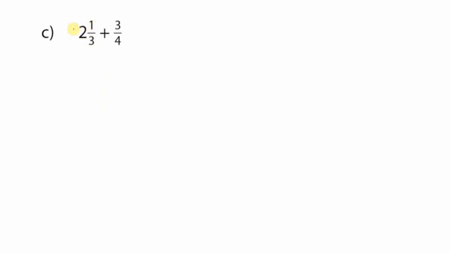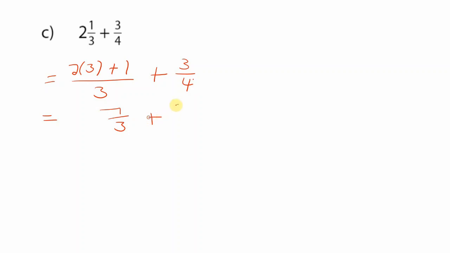Okay, so how do we change a mixed fraction to an improper fraction? Take the whole part, multiply by the denominator. So we have 2 times 3, add the numerator, keep the denominator. Other portion is already a proper fraction. So now we can simplify. 2 times 3 is 6. 6 plus 1 is 7. So we have 7 over 3 plus 3 over 4.